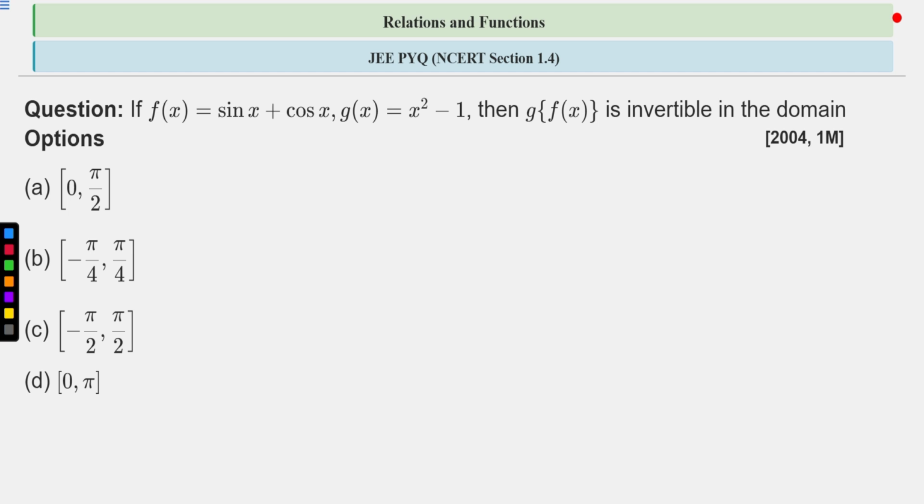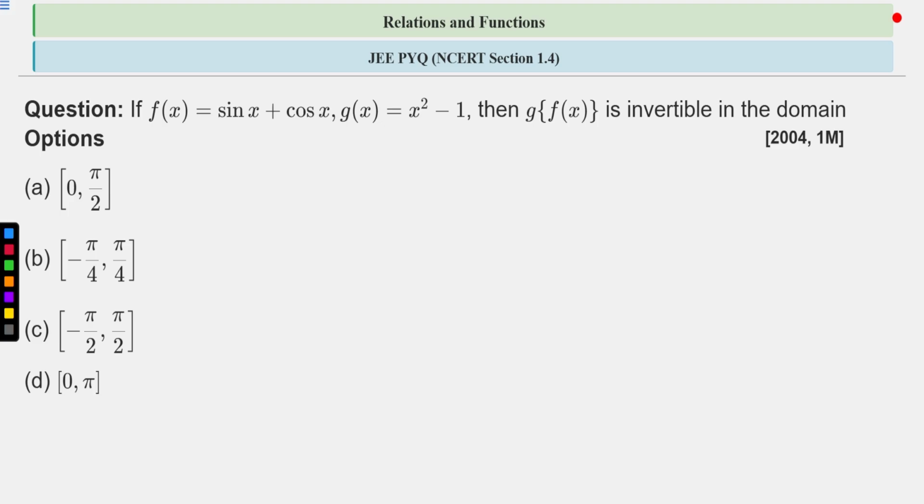Okay, let us move to the next question. This question says, if f(x) is equal to sin x plus cos x and g(x) is equal to x square minus 1, then g of f(x) is invertible in which domain?